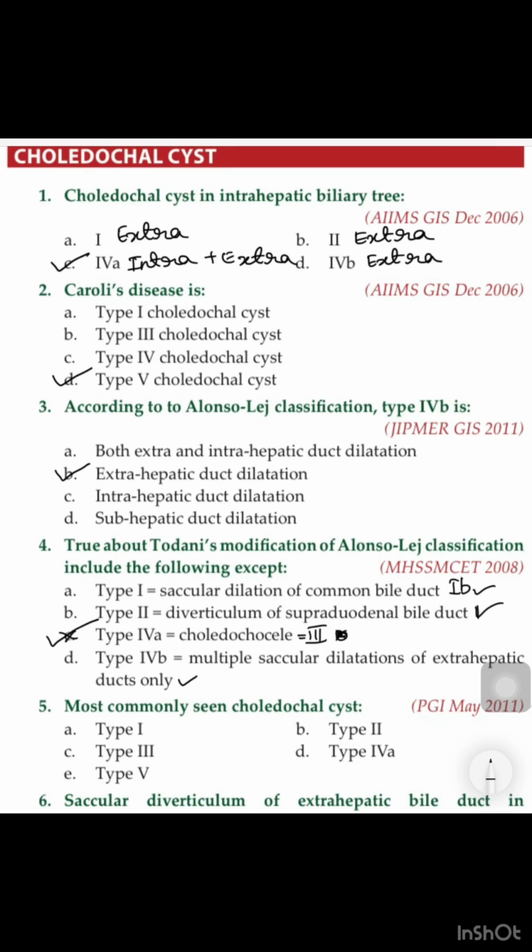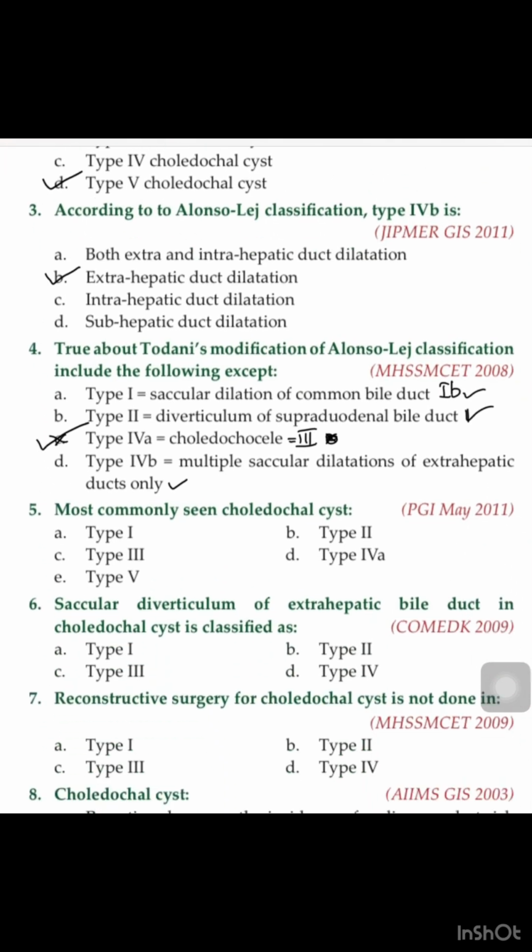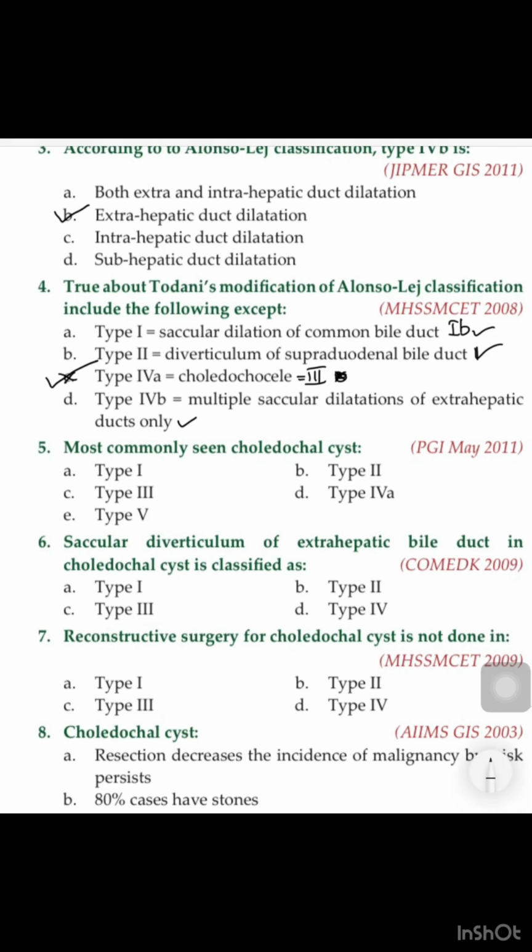Most commonly seen choledochal cyst is type 1. Saccular diverticulum of the extrahepatic bile duct in choledochal cyst is classified as type 2. When it comes to diverticulum, it is always type 2.